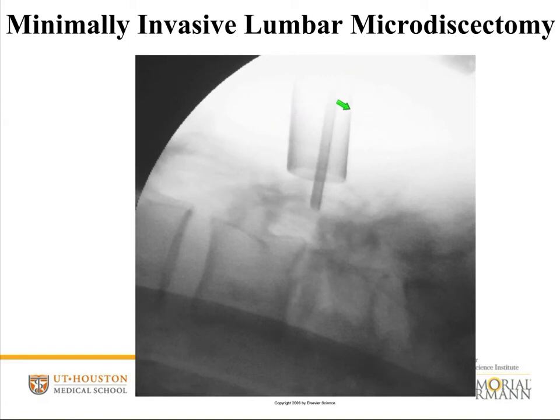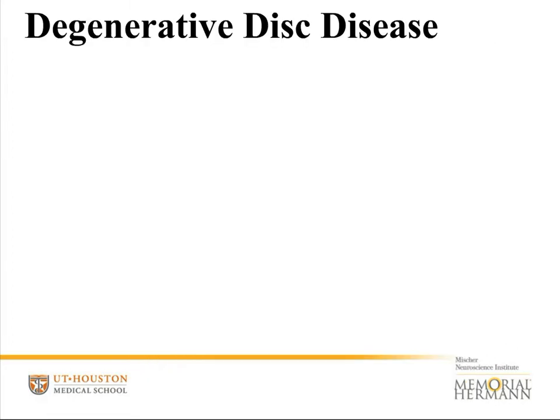This is actually what it looks like for us in surgery. We put the tube in and we actually localize the area where we're at. Here are the vertebral bodies, and here's the herniated disc here that we're going to address.